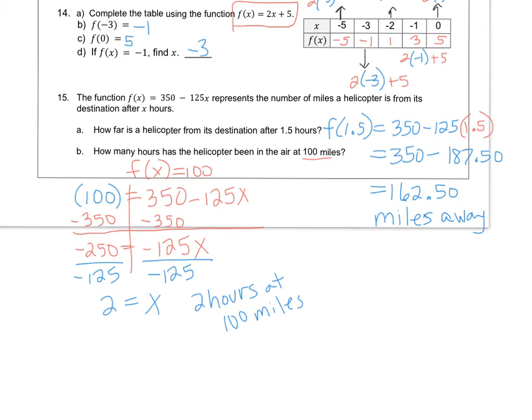So I plug in 1.5 for my x value and solved it out. And at 1.5 hours, the helicopter is 162.5 miles away. Part B, on the other hand, gives us the miles away and asks us how many hours the helicopter has been flying. So our 100 miles this time is our output. It's our y value. It's the f of x value. So 100 equals 350 minus 125x. When I solved it, x equals 2. So at 2 hours, the helicopter is 100 miles away.